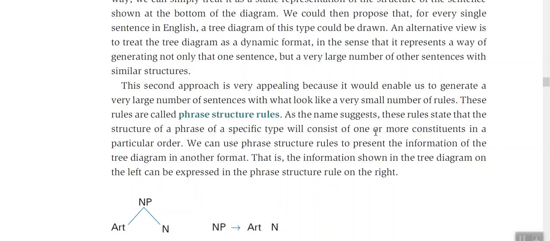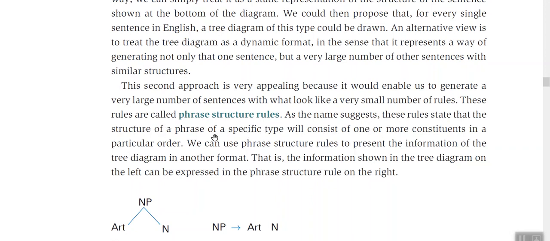Because it's dynamic, it will be able to generate a very large number of sentences with what looks like a very small number of rules. Remember, we talked about this point. There is a very small number of rules which can make unlimited grammatical sentences, unlimited phrases. For example, if we have this rule for noun phrase, from this rule we can make many sentences. So this is what we mean.